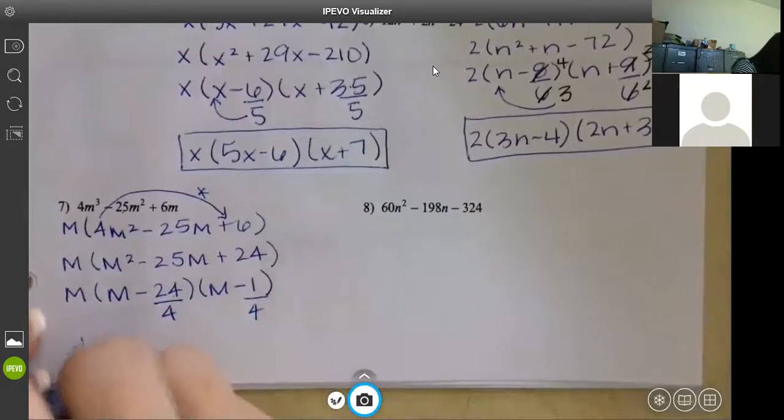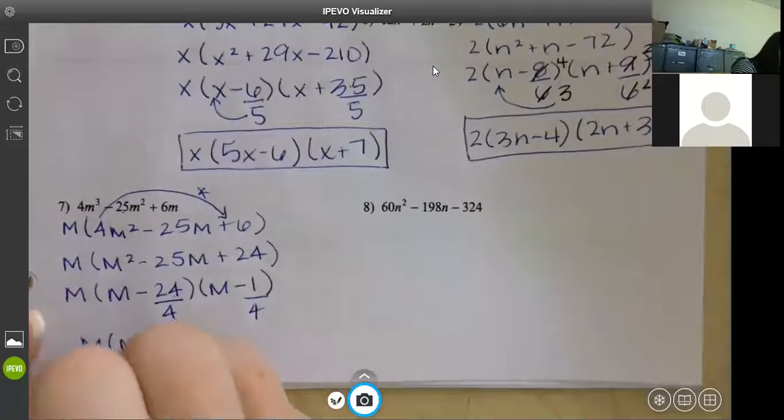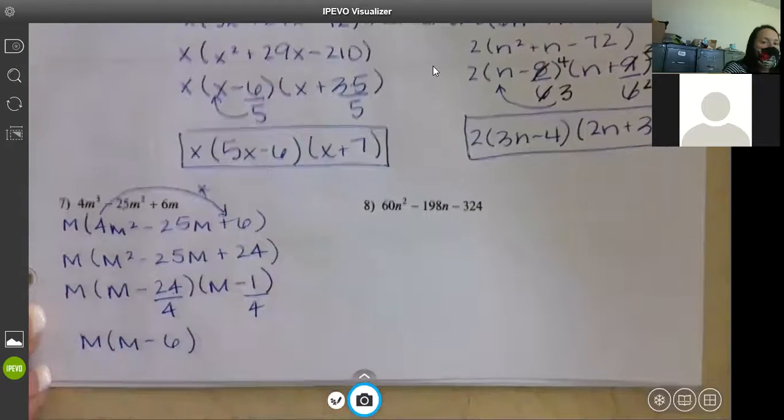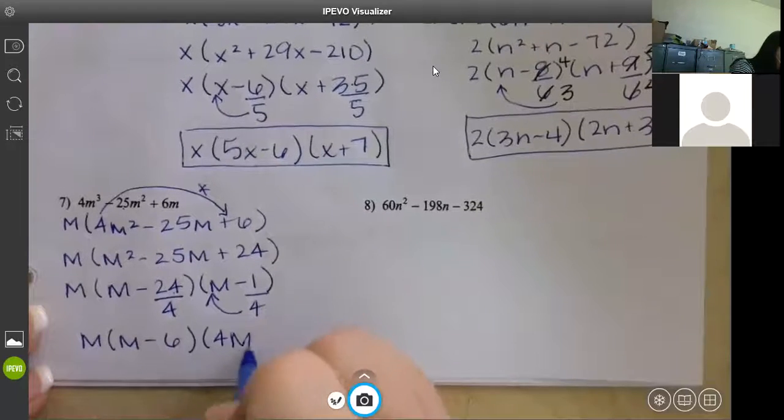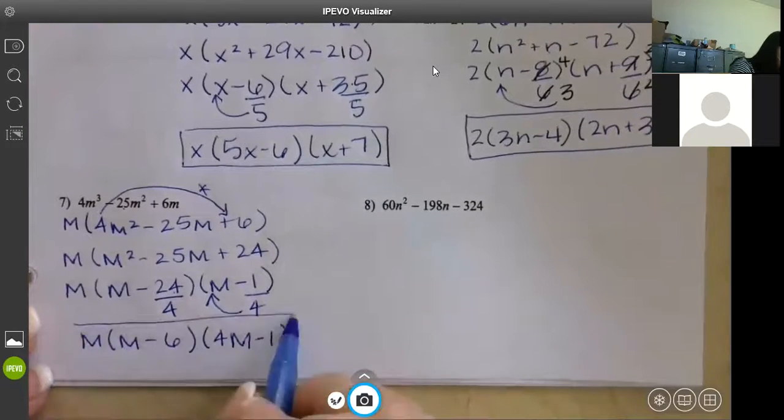24 over 4 reduces perfectly to 6. 1/4 will not reduce, so we just put the 4 in the front. And there's your answer.